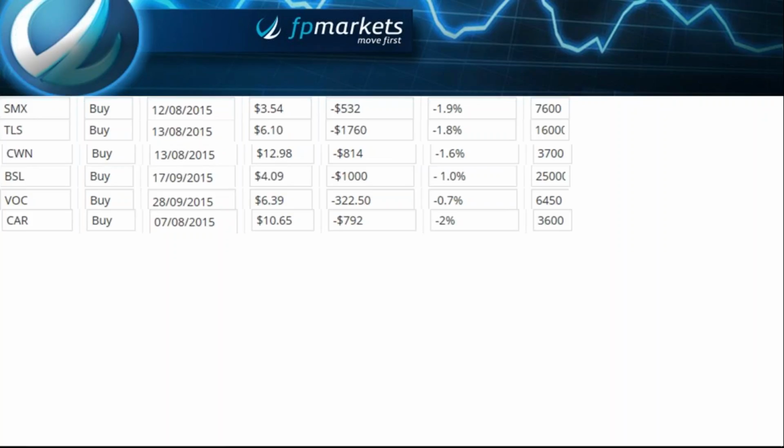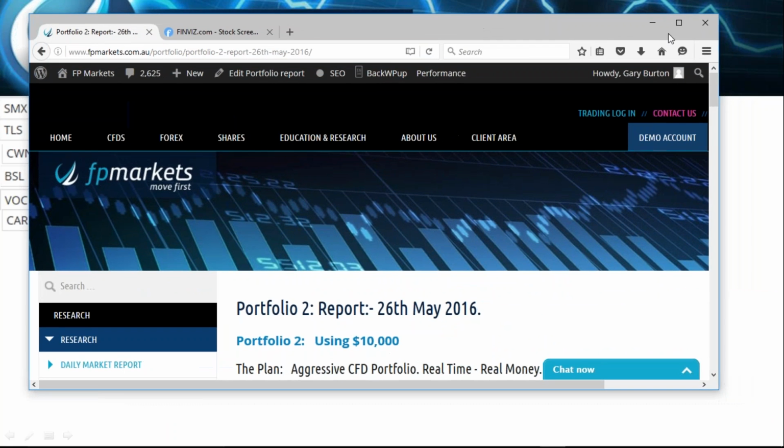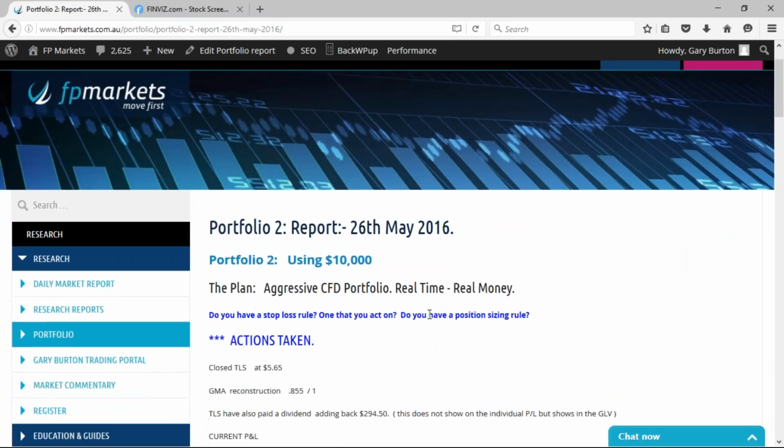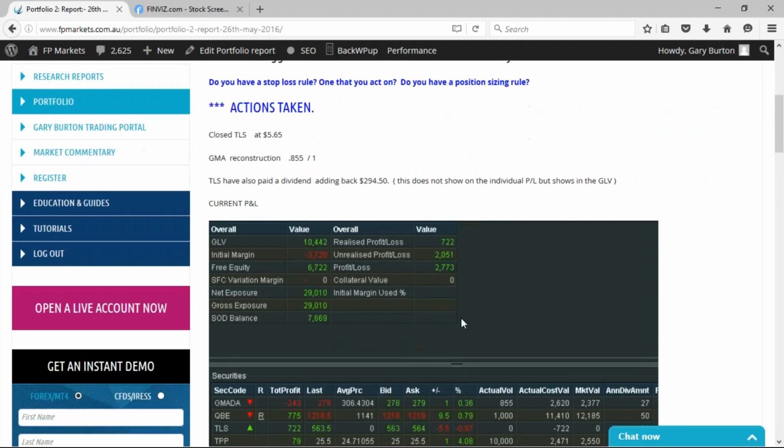So this year we're doing the same thing. On the FP Markets website, there's a portfolio in there called Portfolio 2, and this time we're using a smaller amount, $10,000. It's essentially the boss's money. I've got some money off Matt to put in there and to run it inside FP. It's done live, with real money in real time. And again, we had a pretty tough start getting it going. It is based on some very simple observations of the market.